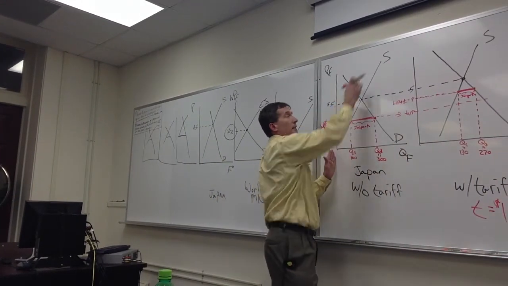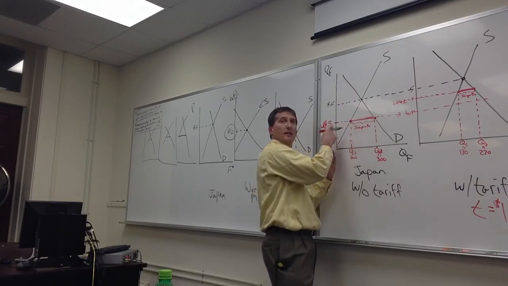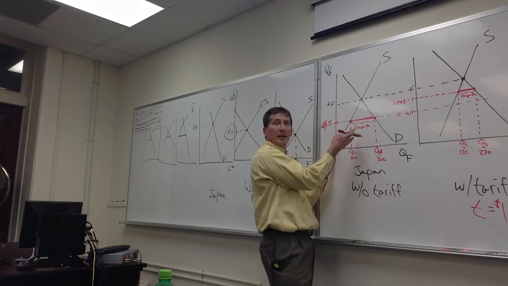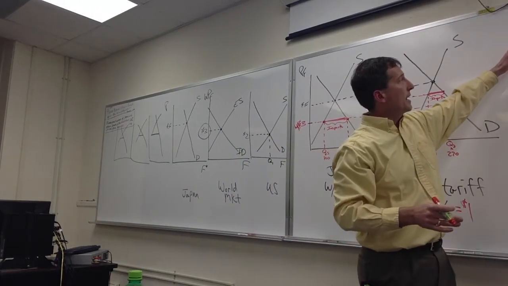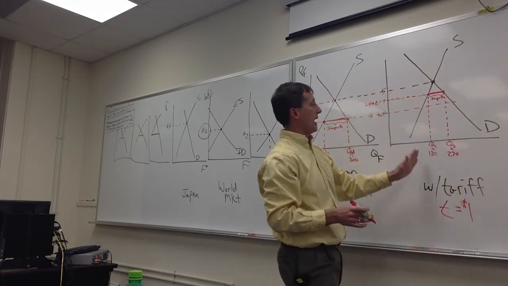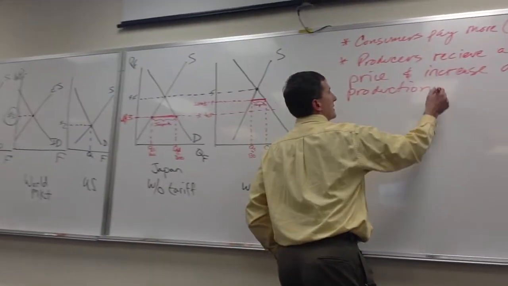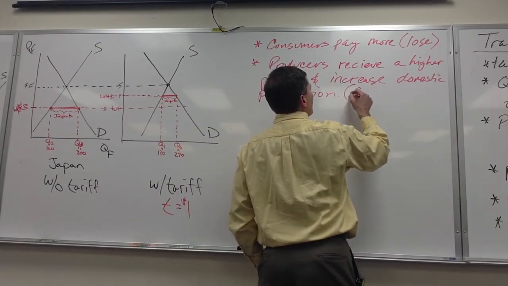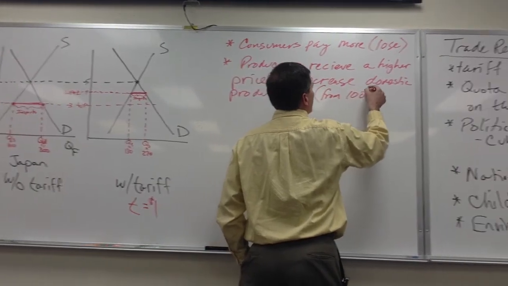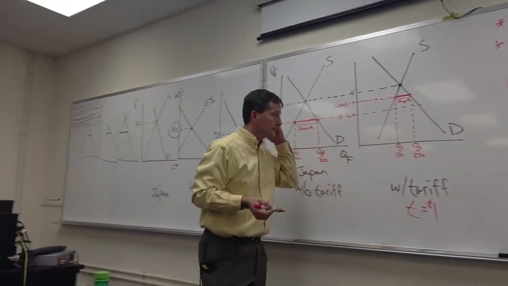It's the domestic producers only. So foreigners are producing less, domestic producers are making more. So they get a higher price and they bump up their production. You want to put in parentheses here, from 100 to 130 on our numbers that we're using here.